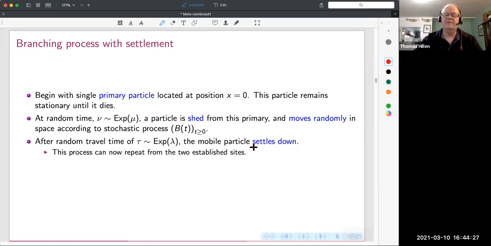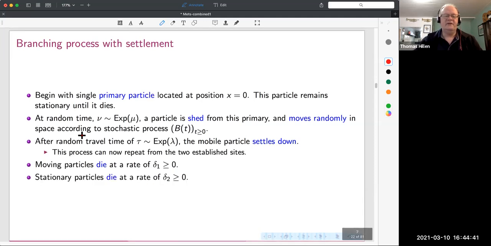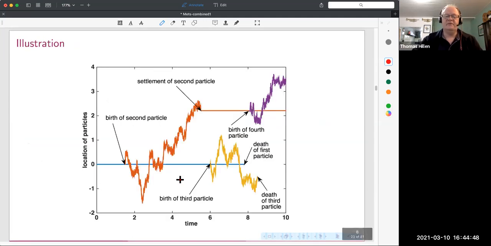So then the settled particle can become a metastasis and then shed other particles in the system, and then the whole dynamics repeats. Moving particles can die with the rate delta 1, and then stationary particles can also die with the rate delta 2. So lots of text here. Let me show you this in a simulation.